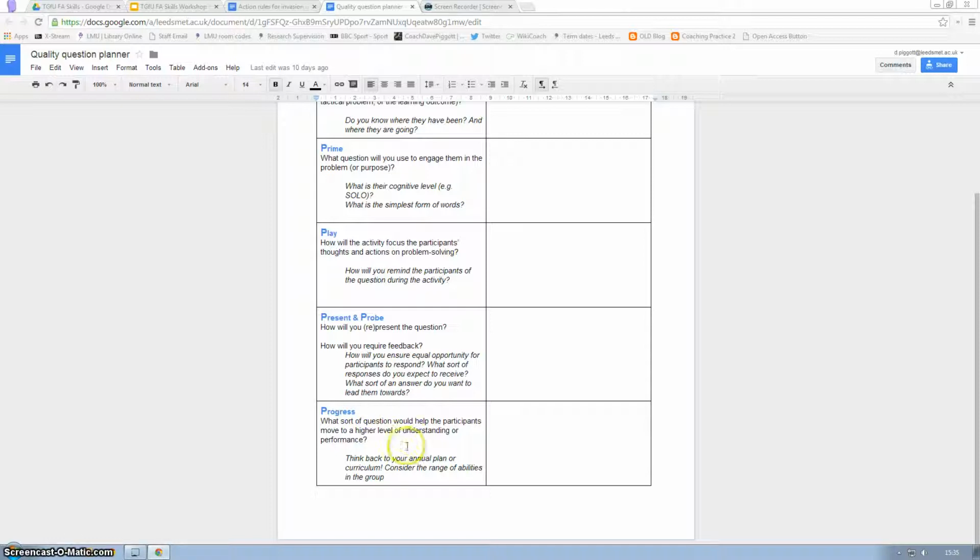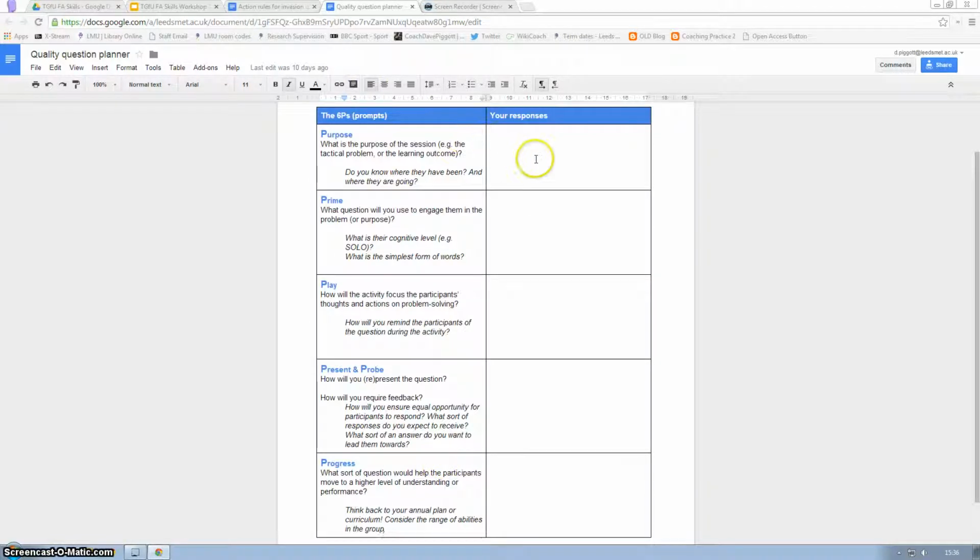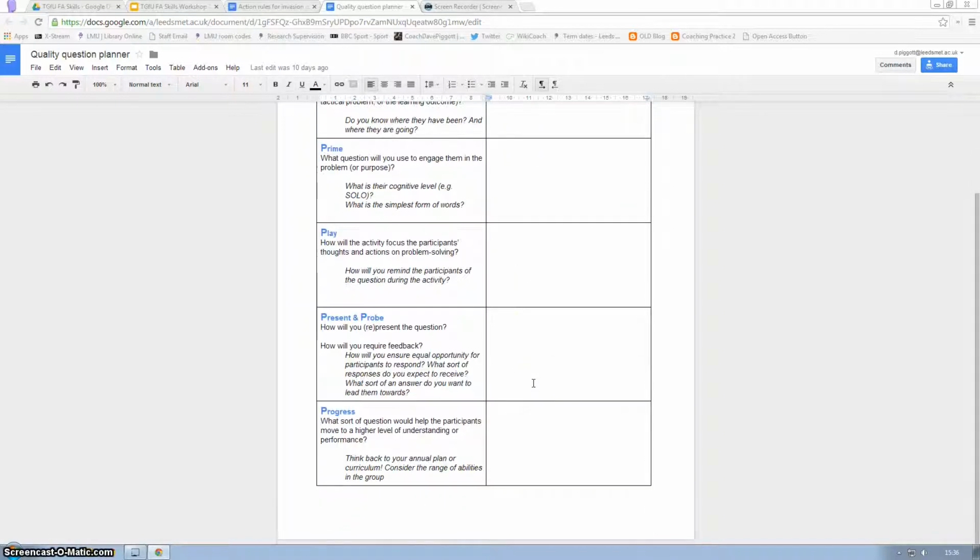And then again in progression, we talked about thinking back to an annual plan or curriculum, and also thinking about differentiation. If we're going to progress the activity, it doesn't need to progress in the same way for everybody, or could we think about progressing it in different ways for different people? So we went outside and we got the coaches to basically follow this methodology by writing their own responses into these boxes and then following it through and seeing how they go along with it.